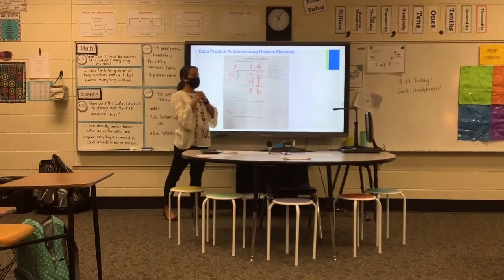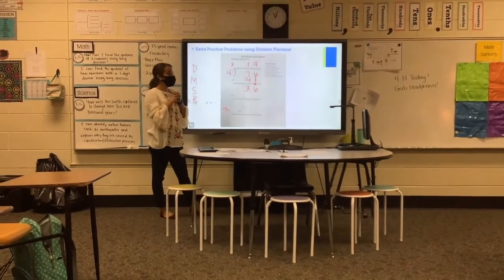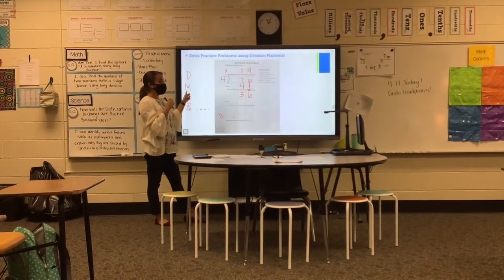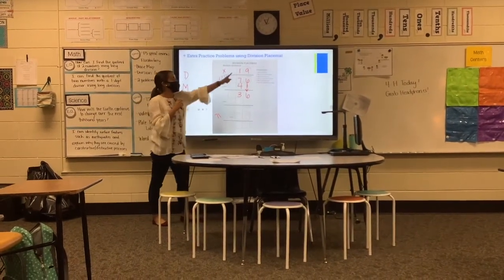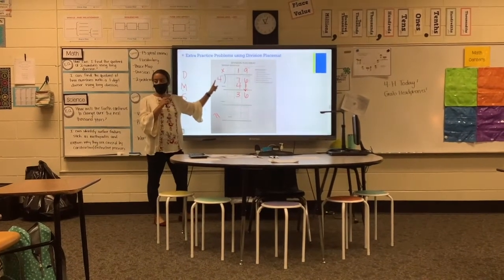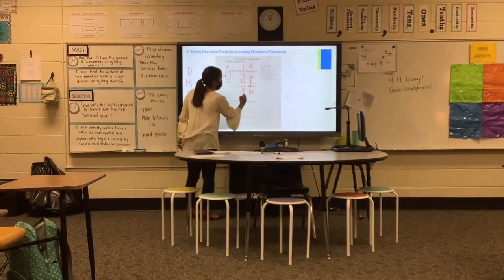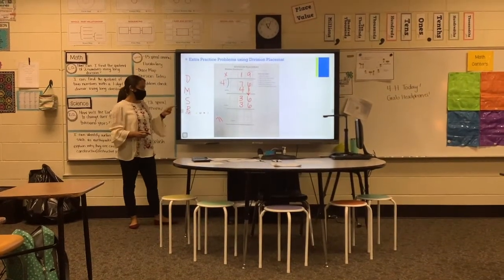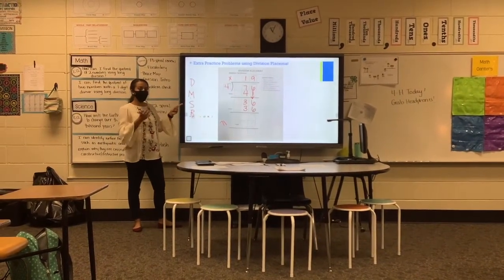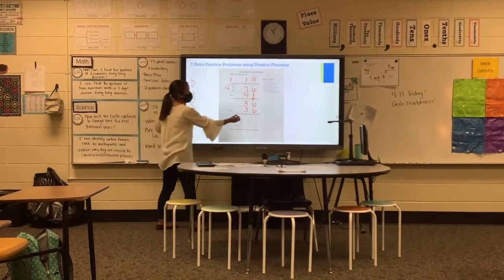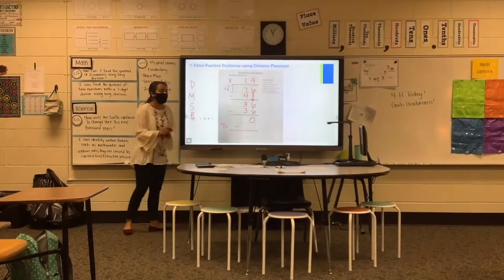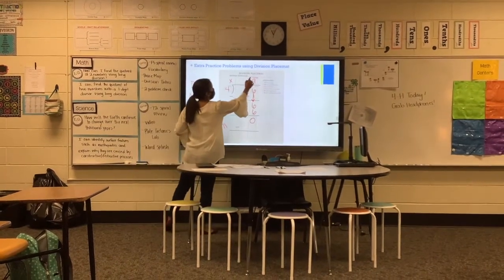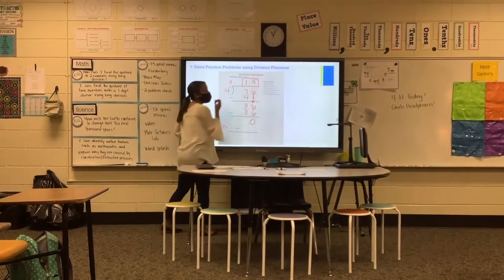What are we going to do next? Multiply. 9 times 4 is what? 36. Then what? Subtract. What is 36 minus 36? 0. So what is our answer? Our quotient is up here. So our answer is 19.